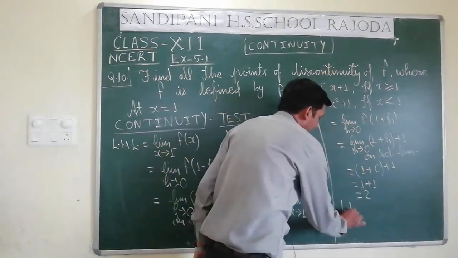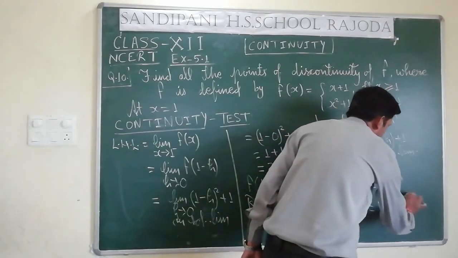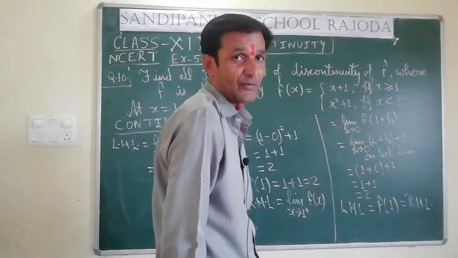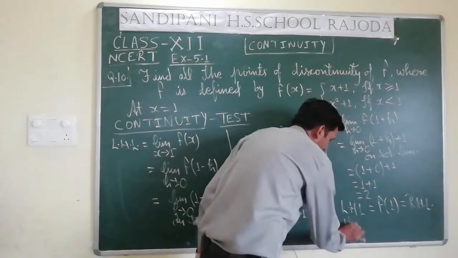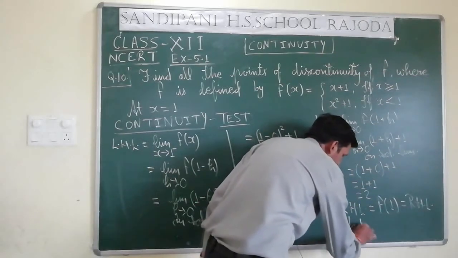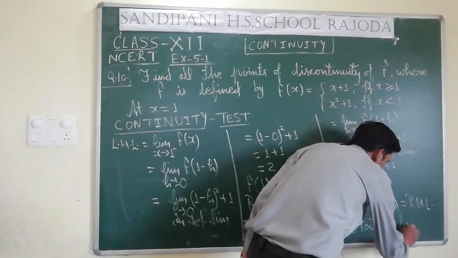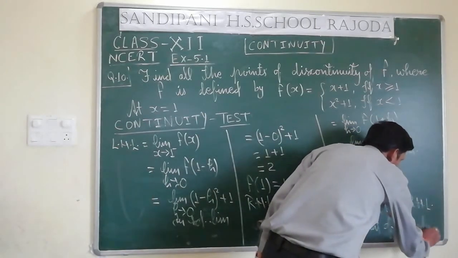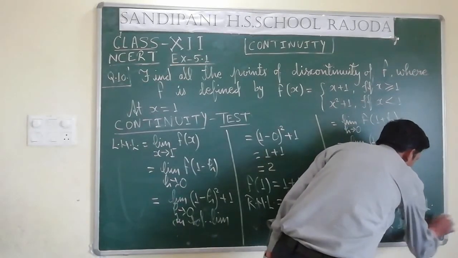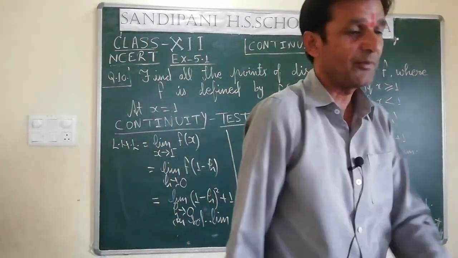So, LHL is equal to f of 1 is equal to RHL. So, it is continuous at x is equal to 1. No point of discontinuity. No point of discontinuity is there in this function also. So, this type of question is over.